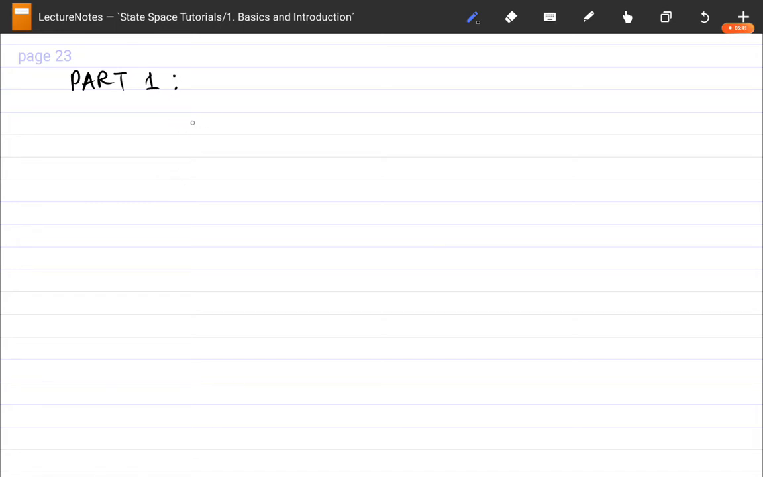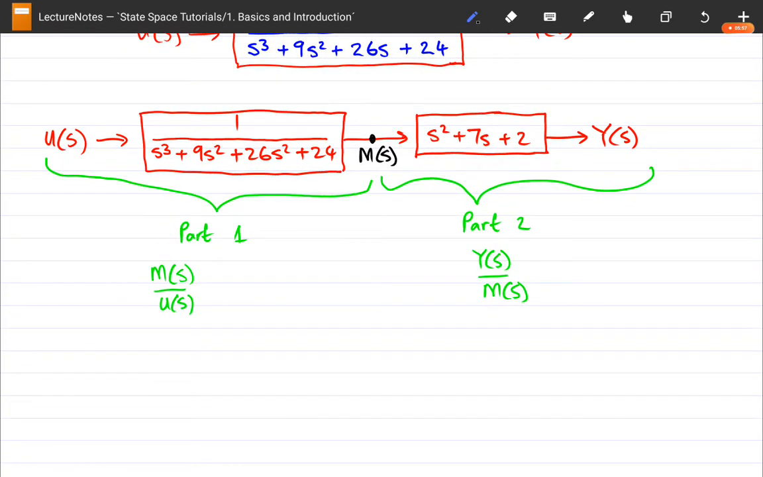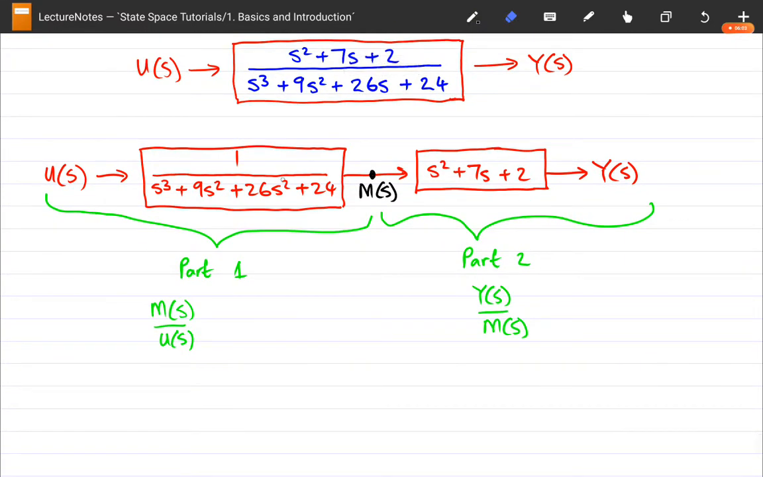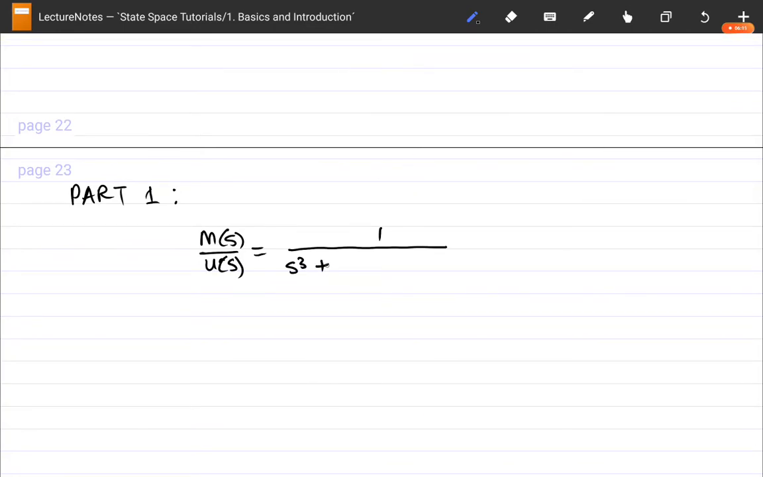So part 1 is again M(s) over U(s), which I strictly remember it just being the denominator, which was s cubed, or we can just scroll up and see s cubed plus 9s squared plus 26s plus 24. I made a mistake here, it can be rectified, and we can continue. So that's going to be 9s squared plus 26s plus 24.